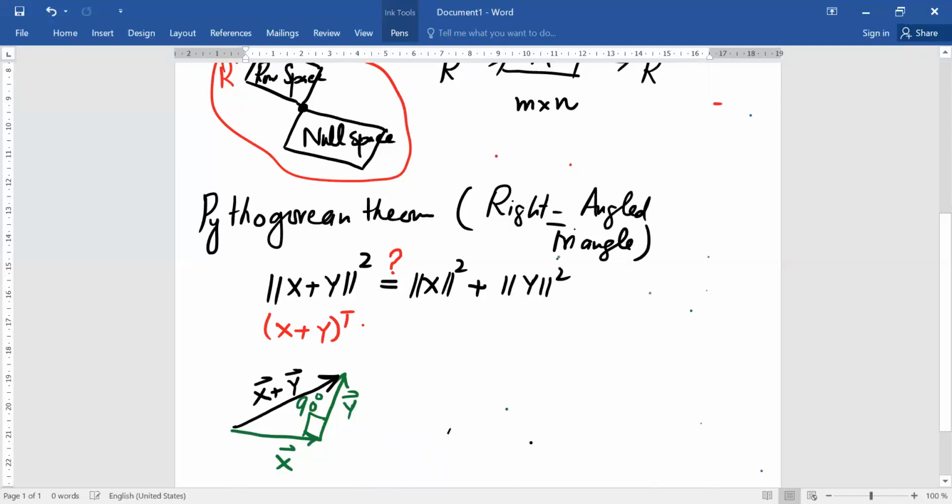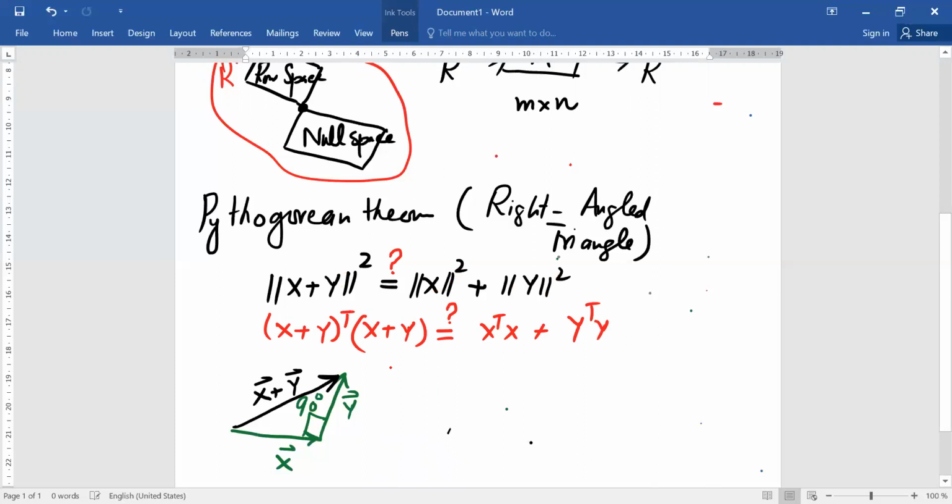transpose X plus Y. So this gives you the distance square, and then this will be equal to, and I still don't know, so I'll put a question mark here. So X norm square, which is the X distance square, becomes X transpose X, and this is Y norm square, so Y is a vector, so it's a distance square, so Y transpose Y.